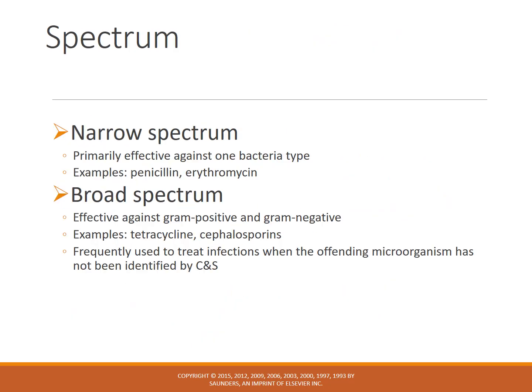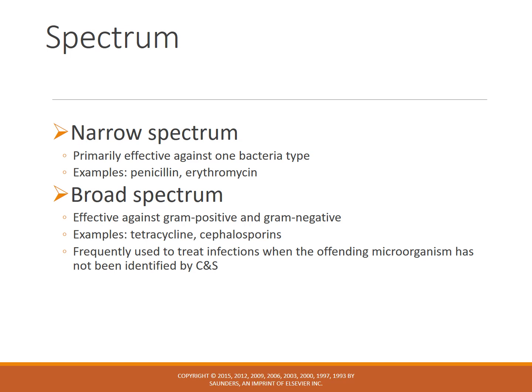So we have narrow spectrum, which is primarily effective against one type of bacteria. And things like penicillin are very narrow spectrum. And then we have broad spectrum, which are effective against multiple gram-positive and gram-negative organisms. And things like tetracycline would fall into that category.